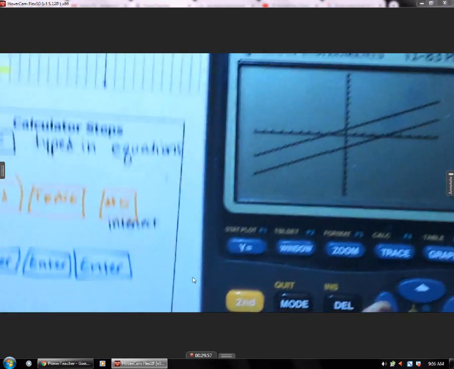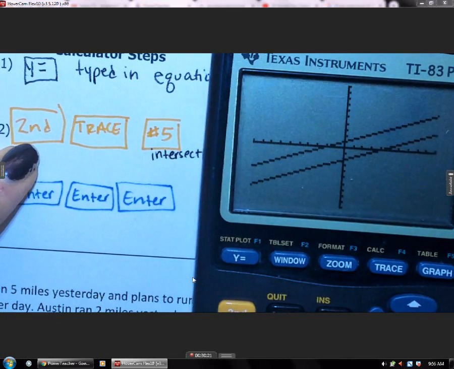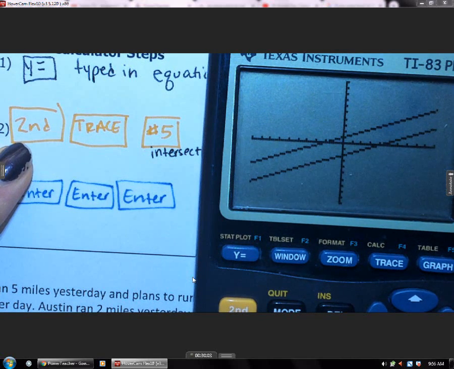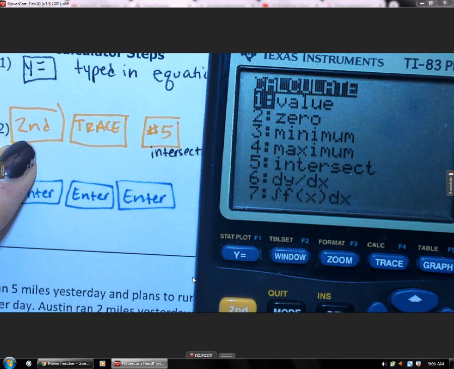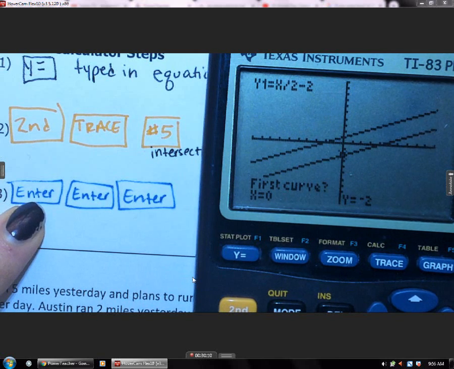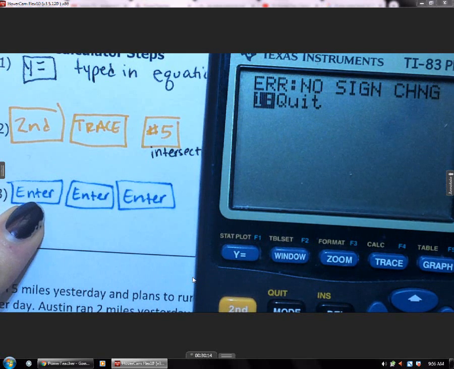Let's just practice our steps. So we type them in. I get this all the time, so don't be this person, because I'm about to show you what happens. Look up here. So you have second trace, number 5, and then we press enter, enter, enter, right? Enter, enter, enter. And then I get, Miss Wagner, my calculator's broken. It's broken. It's not working. The calculator's broken. And I don't know if you can fix it. That's what I get all day long.